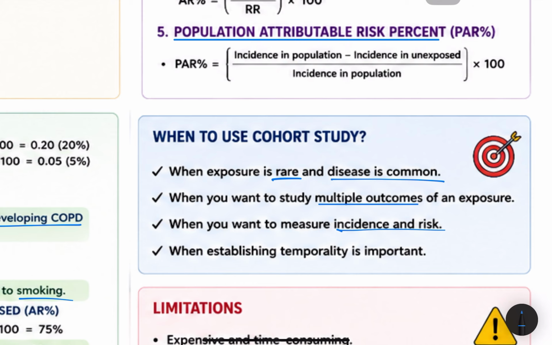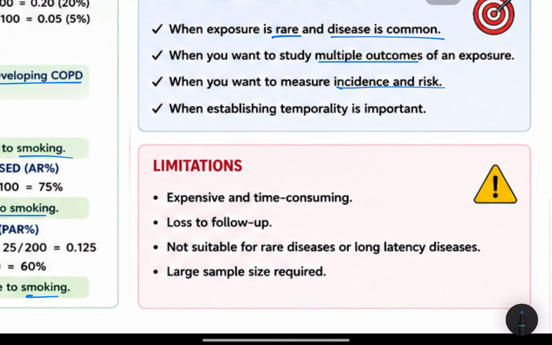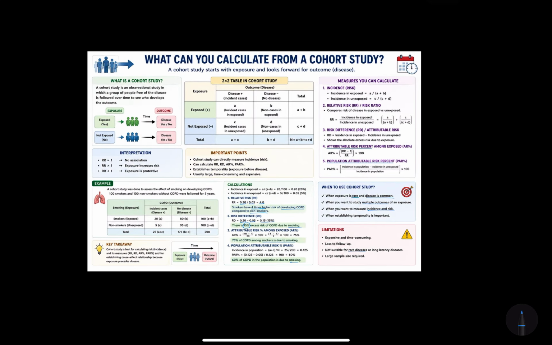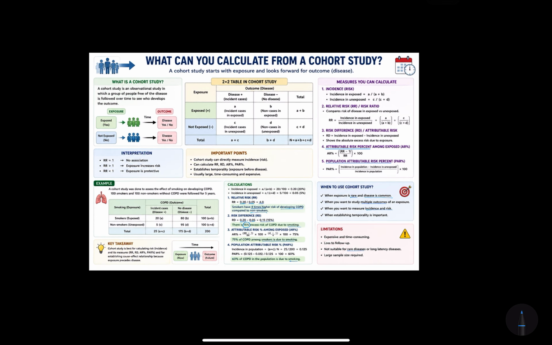What are the limitations of a cohort study? It is expensive, time-consuming, has loss to follow-up, and is not suitable for rare diseases. As I told, rare diseases are studied through a case control study, or long latency diseases. A large sample size is required. These are the demerits of a cohort study. So this was a short summary of the cohort study and what we calculate through it. Thank you for joining. Stay tuned.